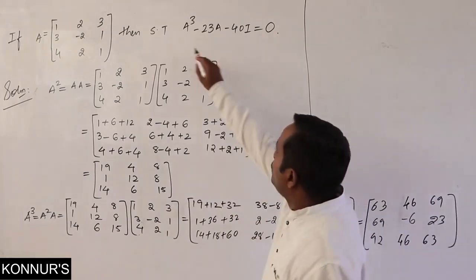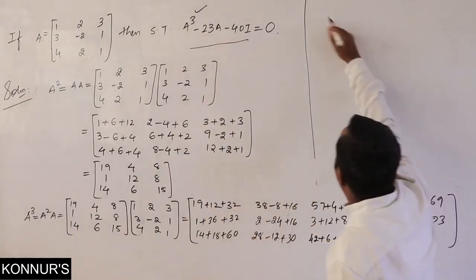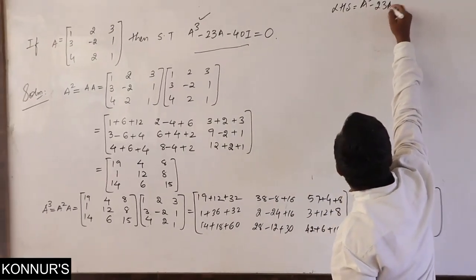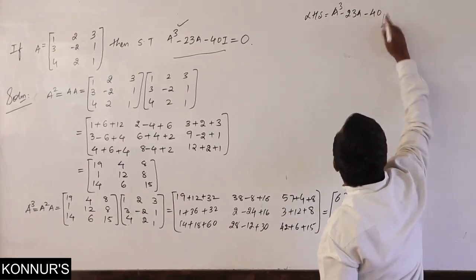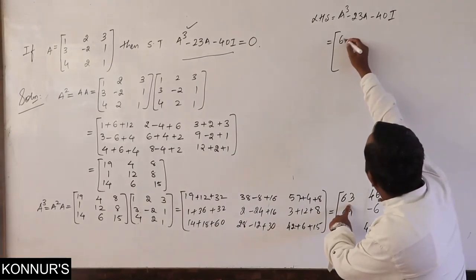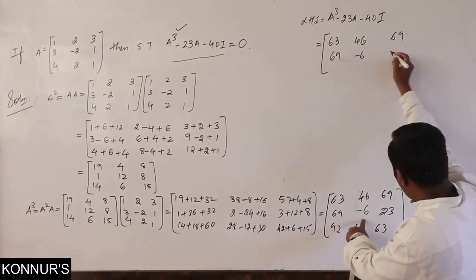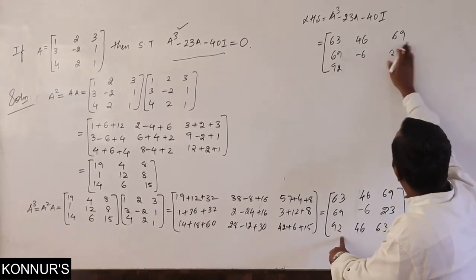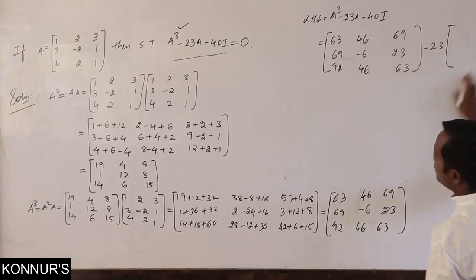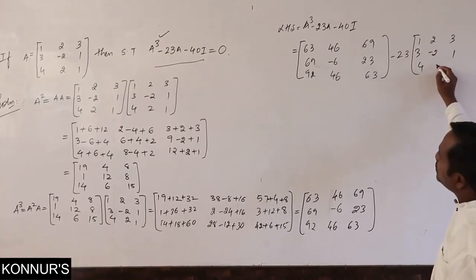Now we have to substitute. A cube we found out. Now we need to find A cube minus 23A minus 40I. I will write the question first. LHS. What is LHS? A cube minus 23A minus 40I. I is nothing but an identity matrix. A cube, I will write here: 63, 46, 69, 69, minus 6, 23, 92, 46, 63. Minus 23 A matrix. A matrix in the sense 1, 2, 3, 3 minus 2, 1, 4, 2, 1.